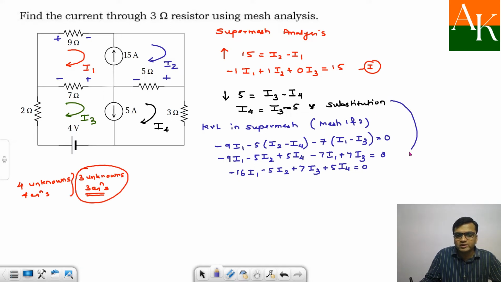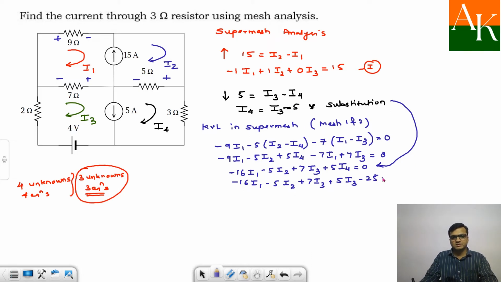Now we substitute I4 as I3 minus 5 over here. So this will give 16 I1 minus 5 I2 plus 7 I3 plus 5 I3 minus 25. Be careful, 5 into 5, so it will become 25. So this is equal to 0. So in equation format, this will give me minus 16 I1 minus 5 I2, so plus 12 I3. This is equal to 25, and this is my equation number 2.